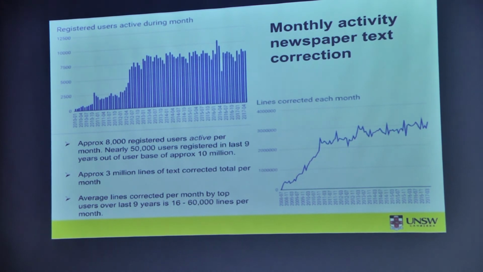However, you can see that in the last few years, despite more new content being added, the activity is levelling out. It is currently remaining fairly consistent in that there are about 8,000 registered users active per month, correcting a total of 3 million lines per month. We know from our ranking tables that the top users are correcting much more than anyone else, which is up to 60,000 lines per month.